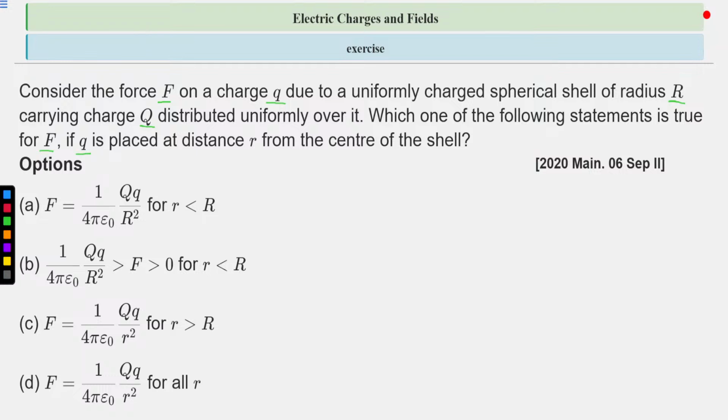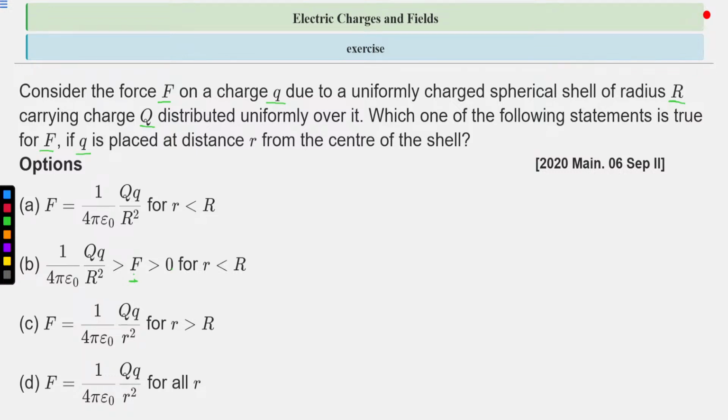The first option is F equal to 1 by 4 pi epsilon naught Q q by r square for r less than R. That means for a distance smaller than the radius of the sphere, they are giving the value of force inside the sphere. The second option is that force is between 0 and 1 by 4 pi epsilon naught Q q by R square for r less than R.